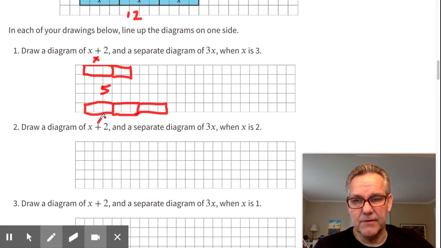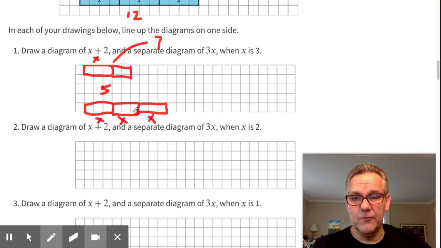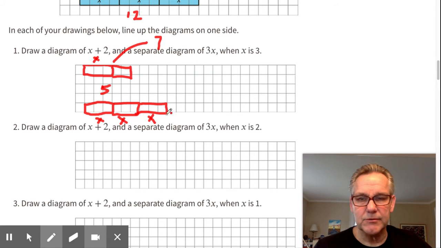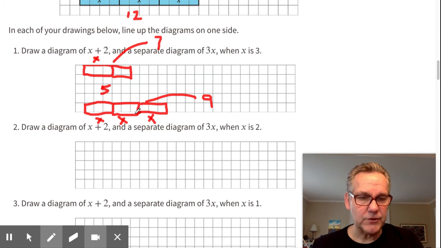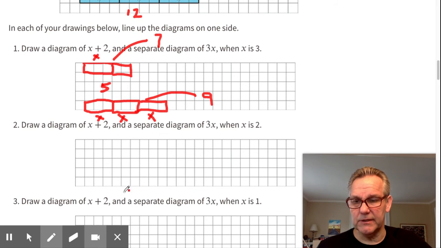So there's that diagram. And the reason they wanted us to do this in this manner is we can see from the diagram, x plus 2, of course, is equal to 7. So this part's equal to 7. And 3 times 3, or 3 plus 3 plus 3, is equal to 9. So they wanted us to line it up so that we could see inherently that those are not equivalent. They're not equal. Okay, so let me erase that.